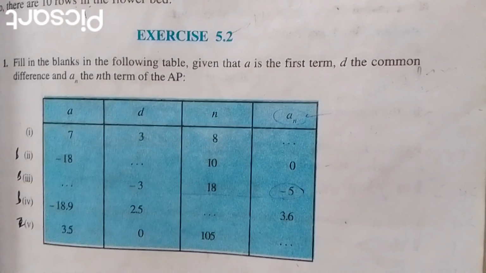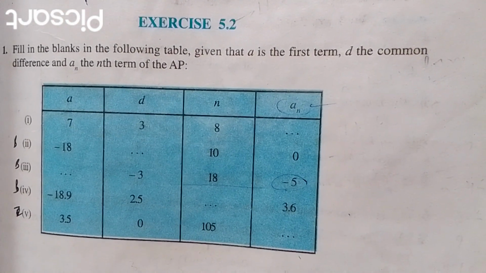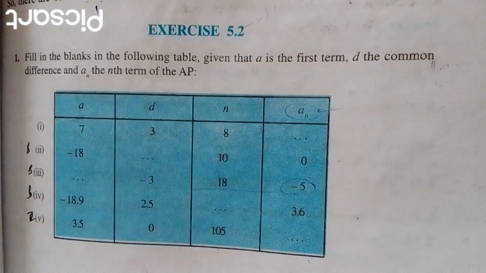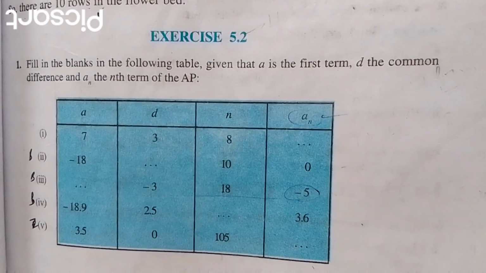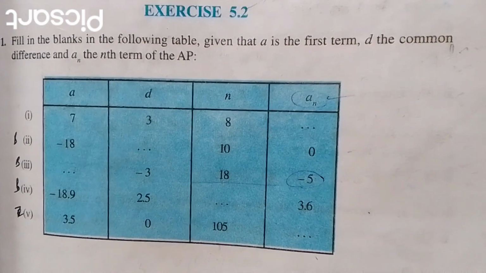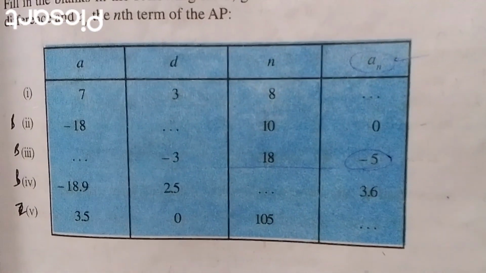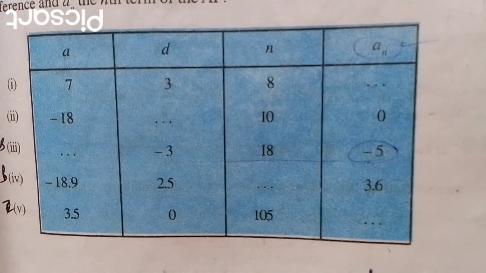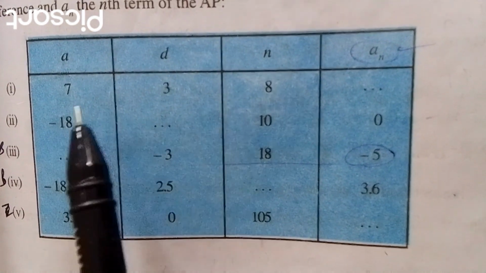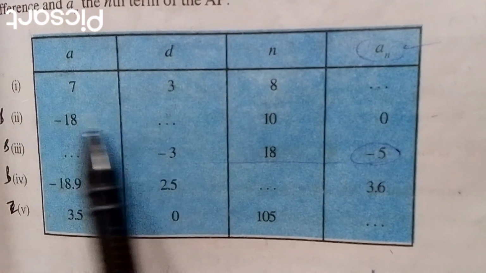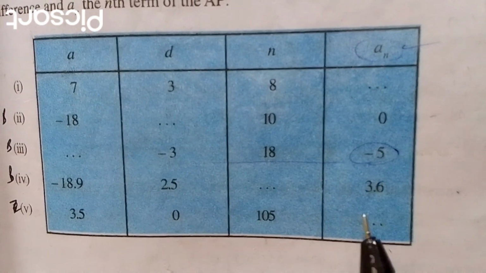Now the exercise 5.2, arithmetic progressions. The first question is: fill in the blanks in the following table. Given that a means first term, d the common difference, and an the nth term of the AP. This table is given. In this table, 5 questions are given. In every question there is one unknown, and that unknown we have to find out.